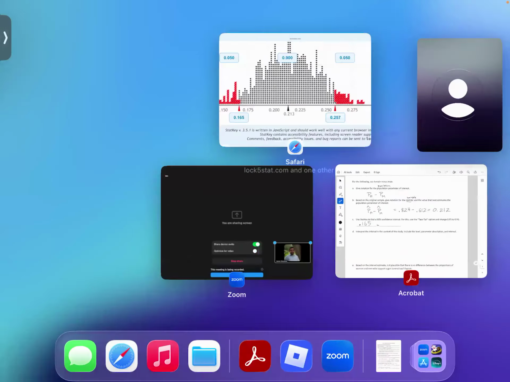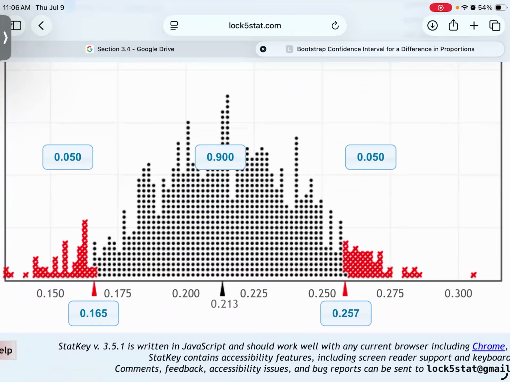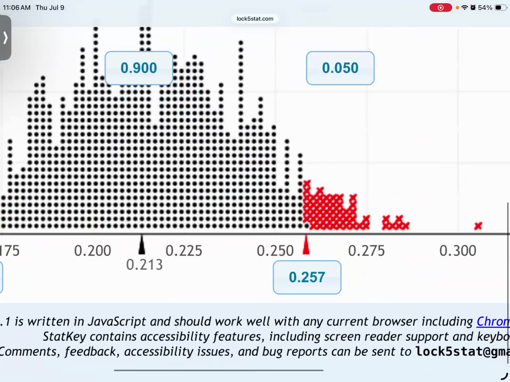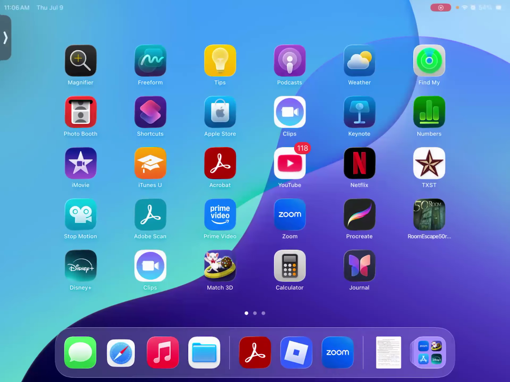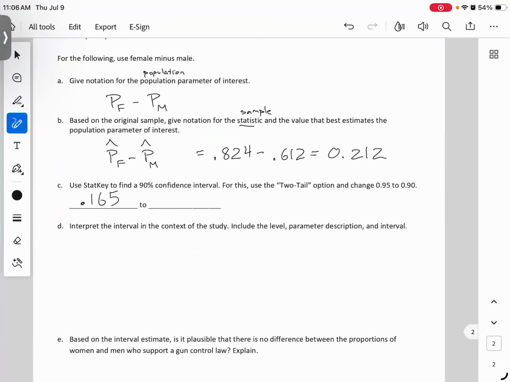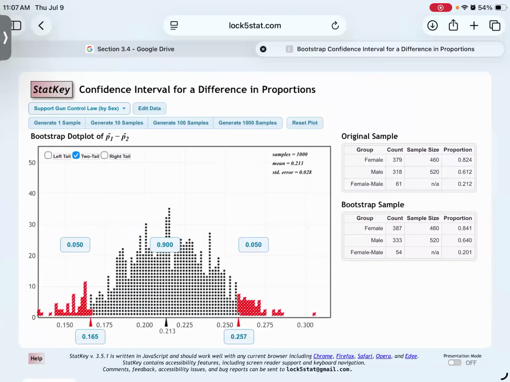So you'll have something similar. But make sure, in order for it to be really, really similar, that you don't leave it as the 95% here. Switch it to the 90. And then I've got 0.257 as my higher value for the estimate, for the parameter, 0.257. I'm going to double check that. Yeah, 0.257. Okay, good.